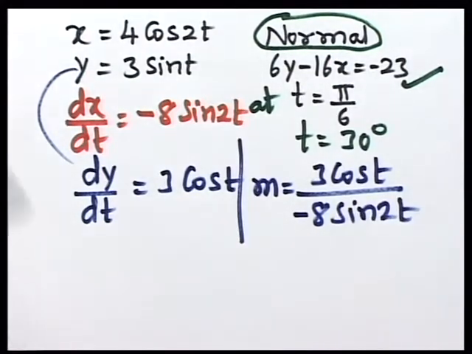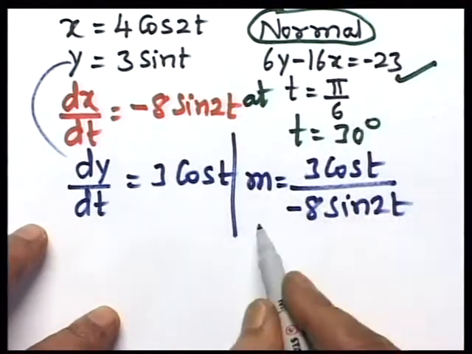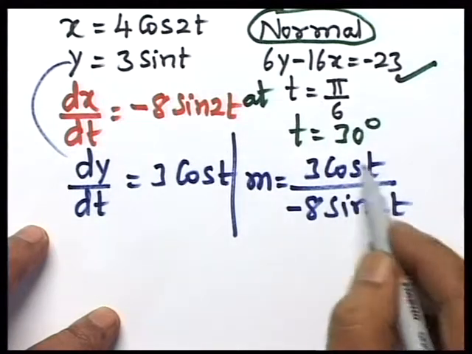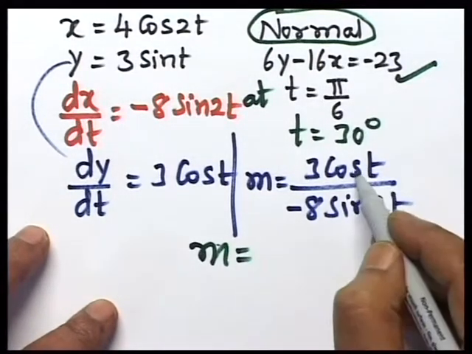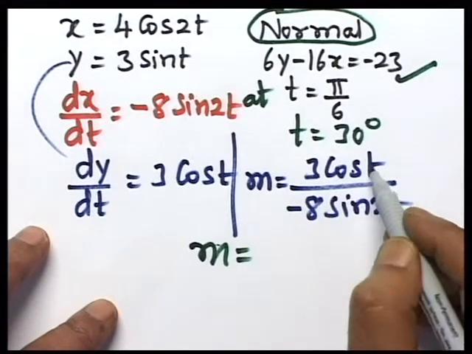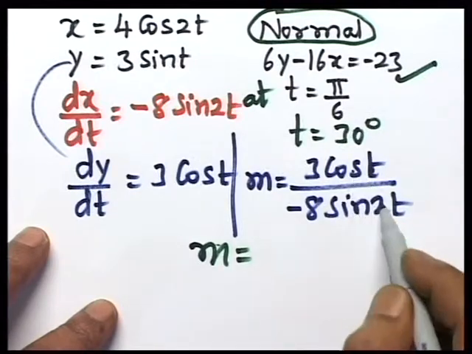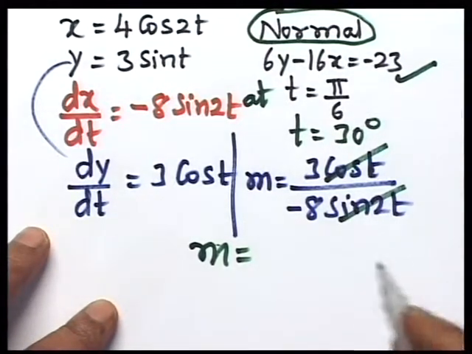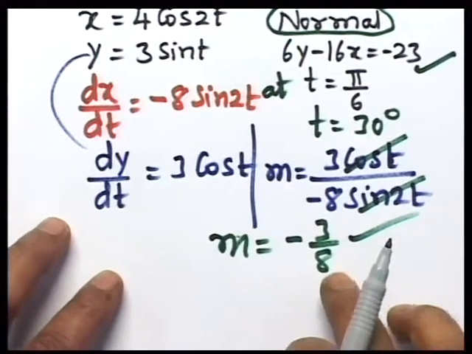Okay, what happens at t equals π over 6, or 30°? I'm not interested in simplifying this. We leave it like that only. Let's see what we get for m. cos 30 is root 3 over 2. That's sin 60, which is also root 3 over 2. Those two cancel out. We are left with minus 3 over 8. That's the gradient of the tangent.